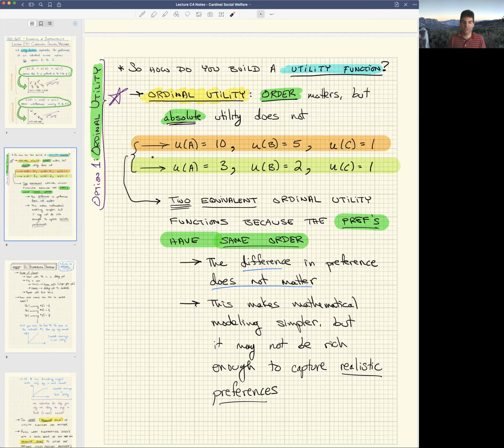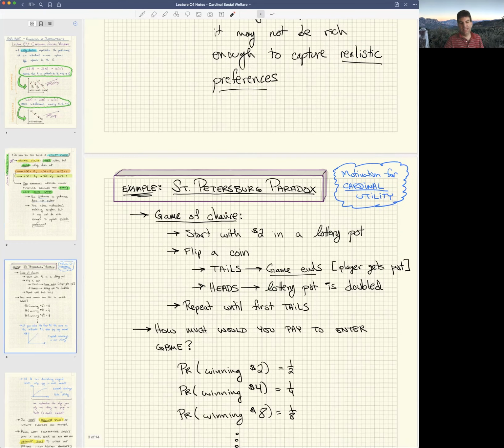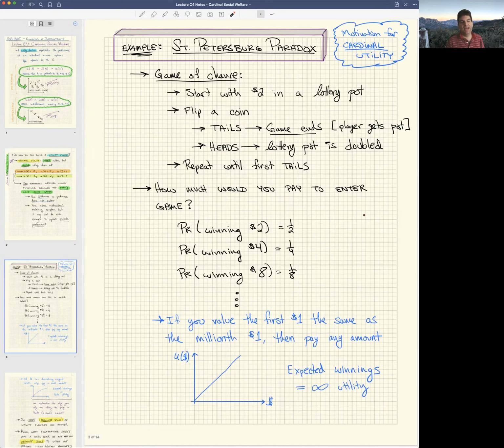So that's the idea of an ordinal utility function: it allows us to simplify the modeling of preference so that we can just keep track of the order of preference as opposed to the amount of preference. That's an ordinal utility function. The problem is that there are certain types of decision making that are not well captured by ordinal utility functions. And this is a classic example called St. Petersburg's Paradox, which was put together by a guy named Bernoulli.